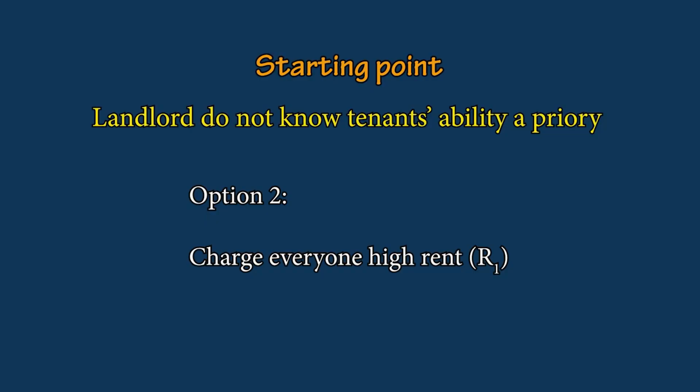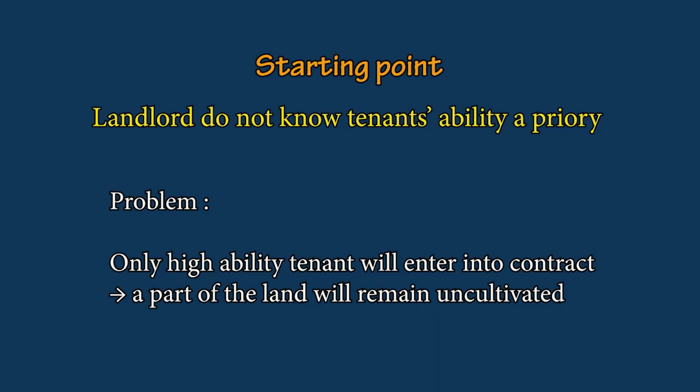What is the next option? The next option for the landowner is to charge everyone high rent, that is R1. Now what will happen in this situation? If the landowner charges R1 to both the tenants, then there is a high chance that only the high ability tenant will enter into the contract. So in this situation, the low ability tenant will not enter into the contract, and therefore a part of the land will remain uncultivated.